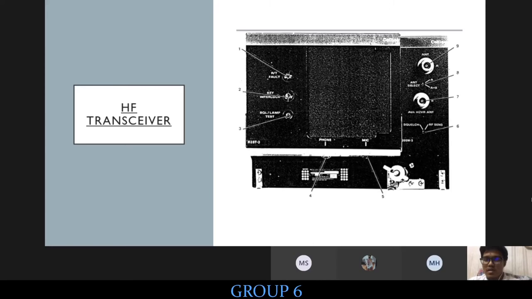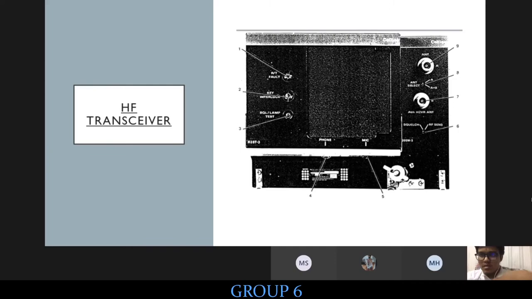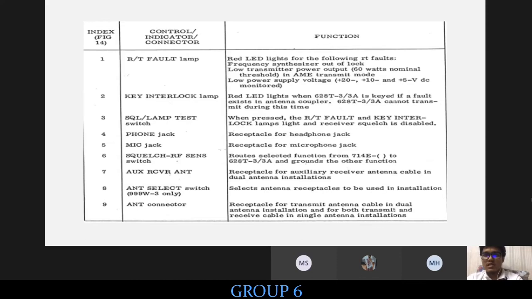The phone jack is a receptacle for the headphone jack. Number five, the mic jack, is a receptacle for the microphone jack. Number six, in the bottom right corner, is the squelch/RF sense switch. It routes the selected function from 714-6280-3/3A and grounds the other functions.